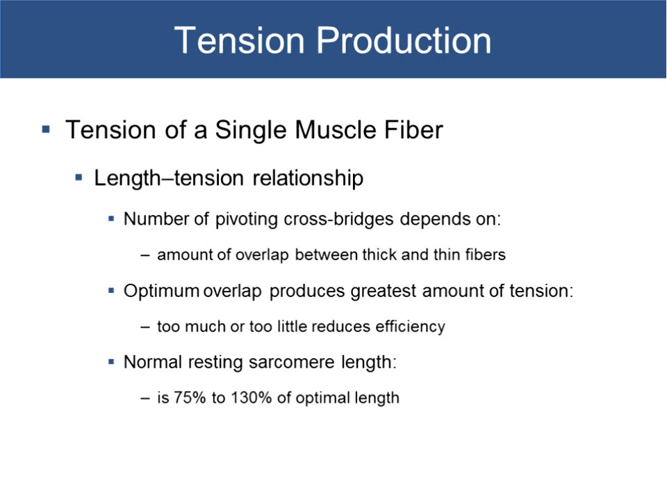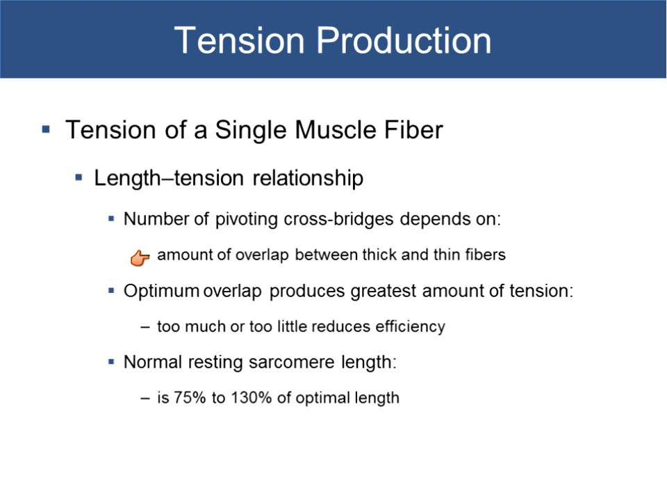So that length-tension relationship is one of those factors on which the tension of a muscle fiber depends. The number of pivoting cross bridges depends on how much overlap there is between the thin and thick filaments. The optimum overlap gives you the greatest amount of tension, where we have just the right number of thin filaments for the thick filament portions. If you have too much or too little, then your muscle cell is not going to be nearly as effective as we would like it to be.